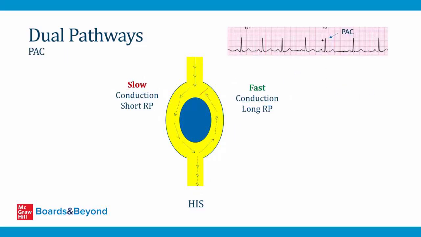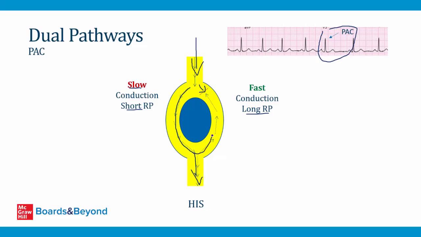But now let's talk about what happens when a PAC comes in. A PAC is a premature atrial contraction, and all of us can have these from time to time. They're common in normal hearts. Well, if a PAC comes in at just the right time, it will send an impulse down into these dual pathways, and the fast pathway, which has a long refractory period, won't be able to conduct signals. It will be refractory, and the electrical activity cannot go down the fast pathway. But the slow pathway with the short refractory period is ready to go. So signals will go down the slow pathway and then down to the His bundle.